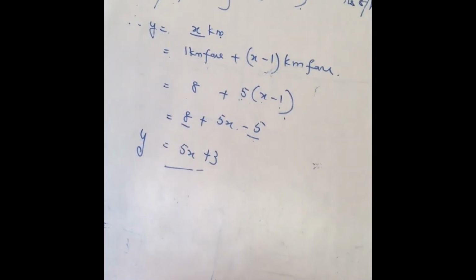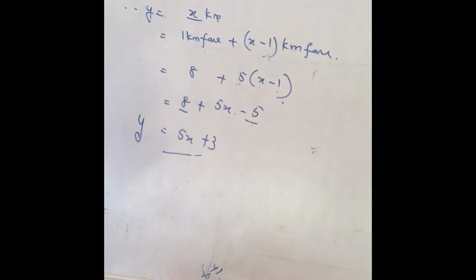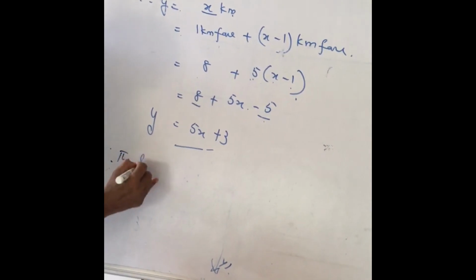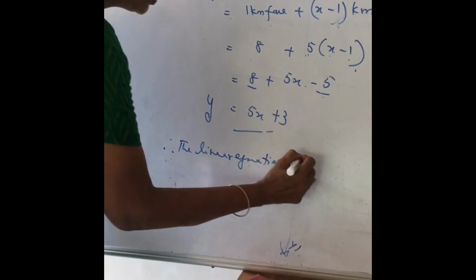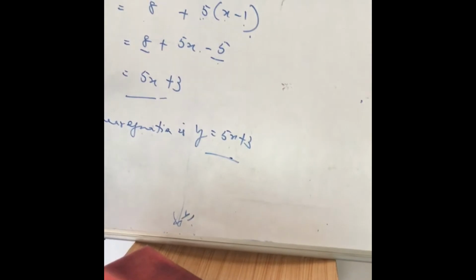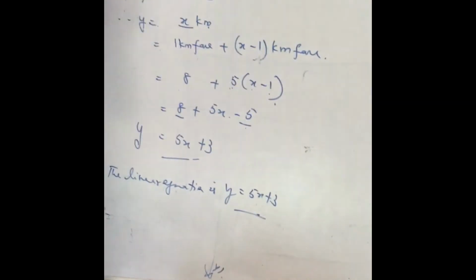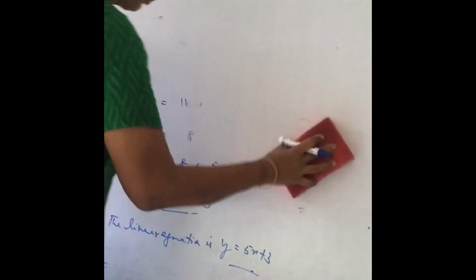Now the question for you is, write a linear equation. This is the equation. The linear equation is y equal to 5x plus 3. And draw the graph. I think you know what to do for the graph. Get values for x, children. You will get values for y. Distance is never negative, children. Distance is always positive.